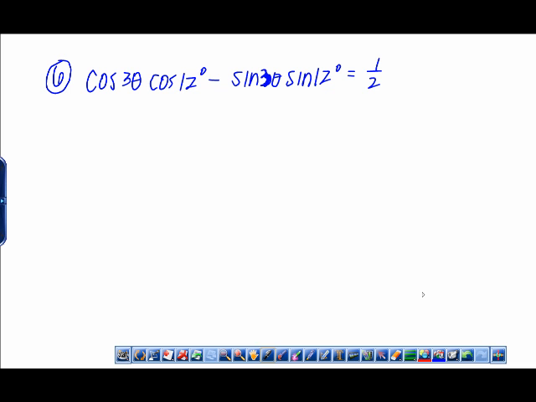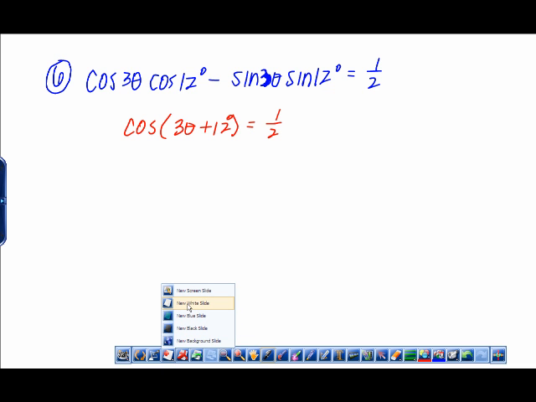Hopefully you're looking at sum and difference properties and you're thinking, hey, this is cosine of A plus B, so that would be cosine of (3 theta plus 12 degrees) is equal to 1/2. And then from here, you're ready to say that 3 theta plus 12 degrees is equal to arc cosine of 1/2, and then you're good to go to work it from there. Okay, let's look at another one.